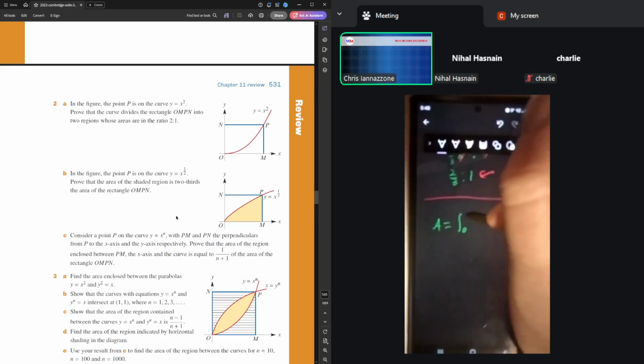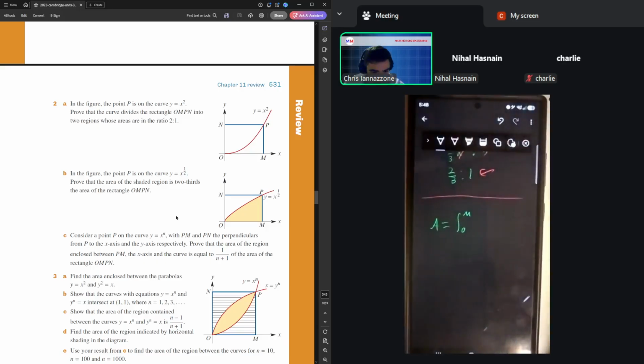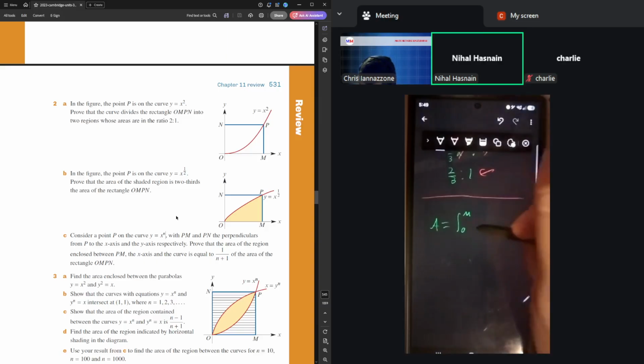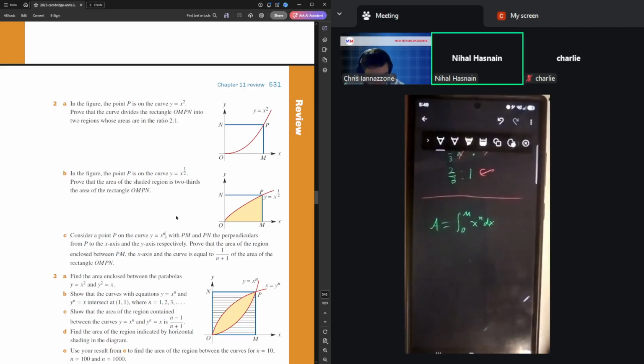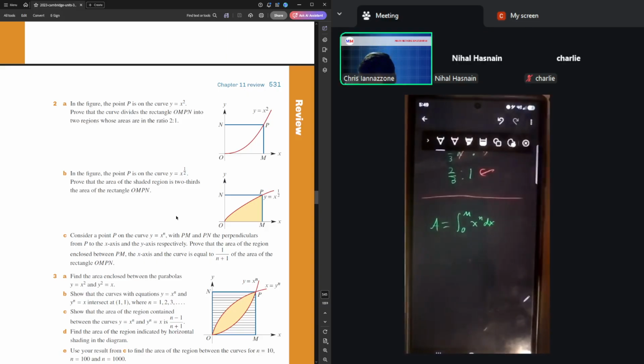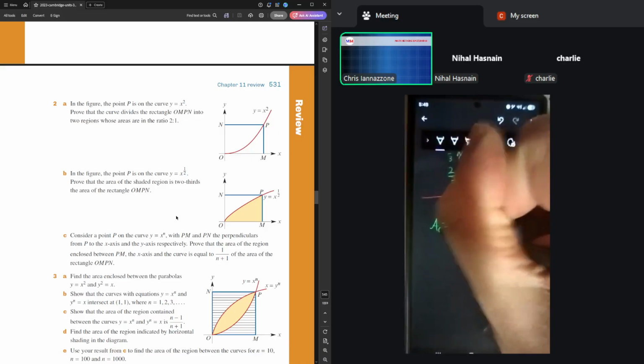So yeah, 0 to m. Definite integral of x to the n between 0 and m. Perfect. That'll get you the area of the curve, which I'll write as AC.